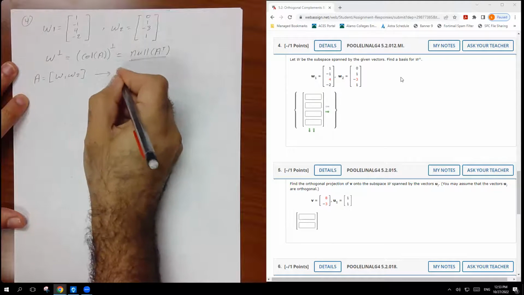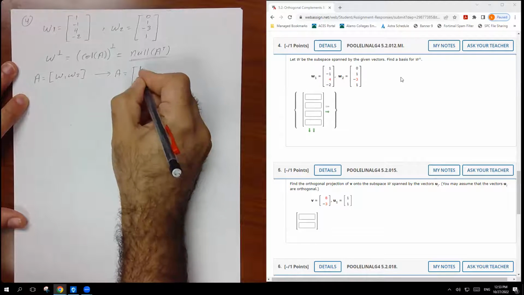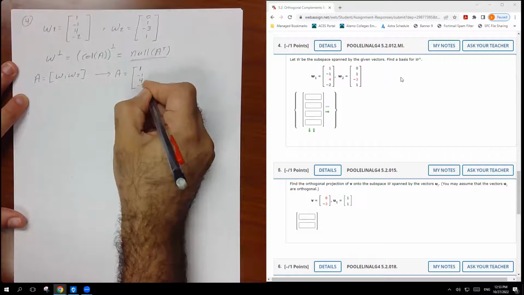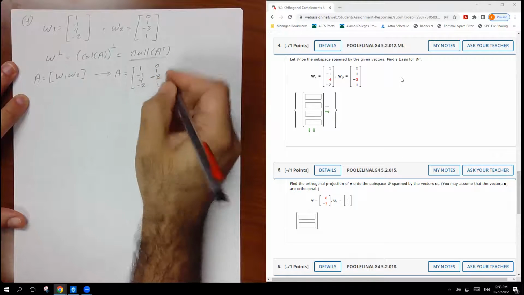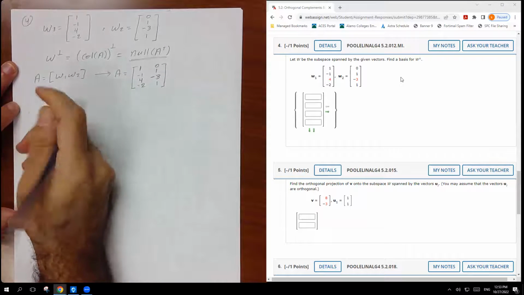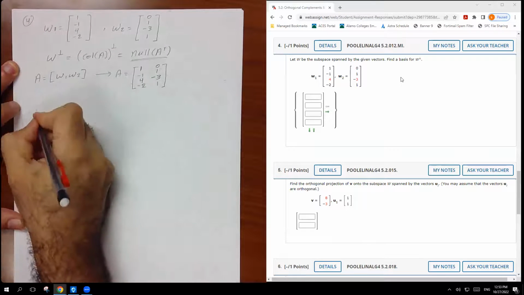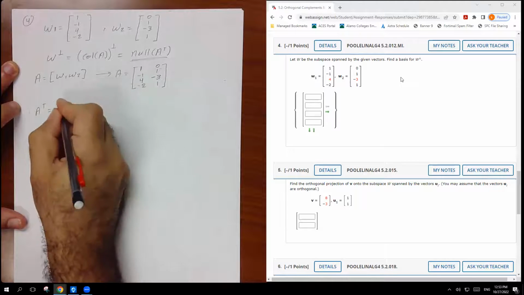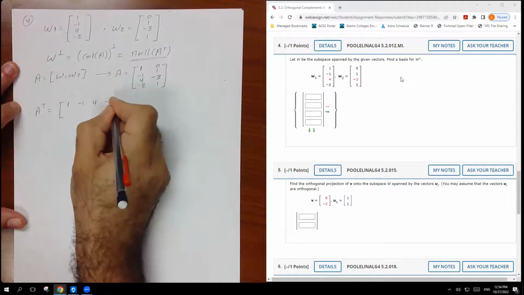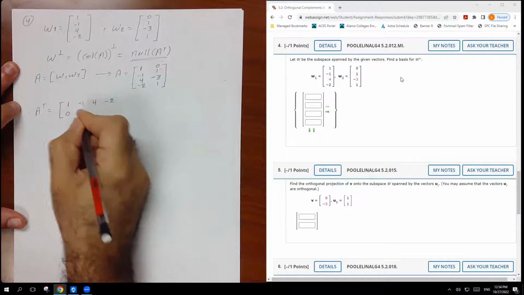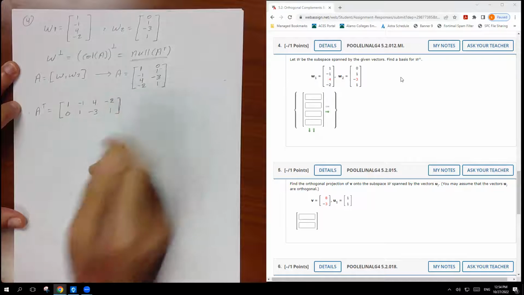That means A is going to be equal to the matrix 1, -1, 4, -2, and 0, 1, -3, and 1. That means A transpose is going to be 1, -1, 4, -2, and 0, 1, -3, and 1. So here is the A transpose.